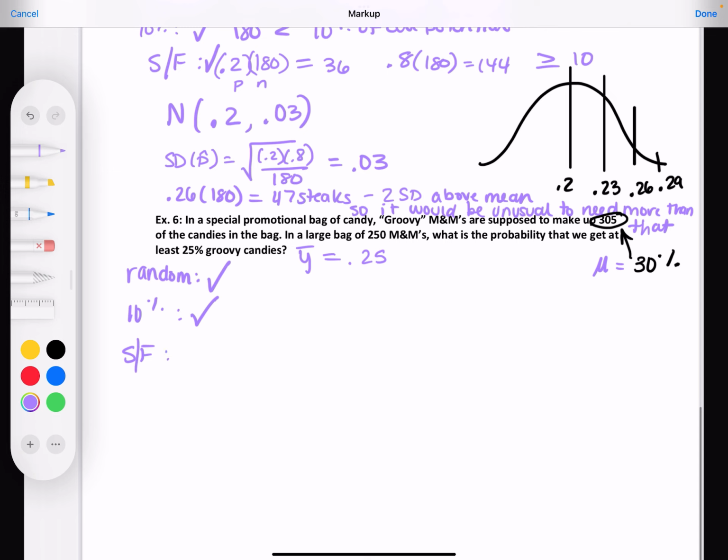All right, success/failure: n times p. So, I lost all the words. Taylor, I need you to send me this page. All right, so 0.3 times 250 for success. 0.3 times, or wait, sorry, 0.7 times 250 is 75 for failure.